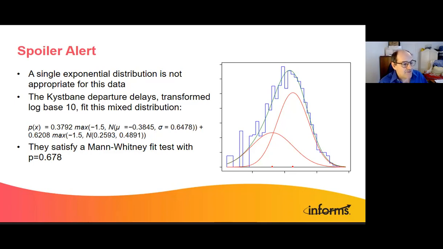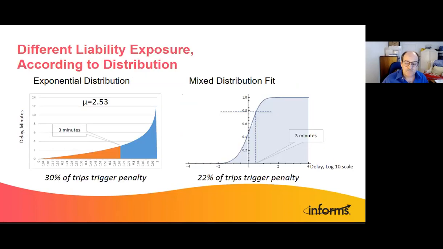And that function, we run through a Mann-Whitney test, like I showed you on the previous slides. And that function gets a p-value of 0.6. So it's a complete win in terms of arguing from this data that we have found a good distribution for this data. So we're almost done here, and there's only one thing more to show.